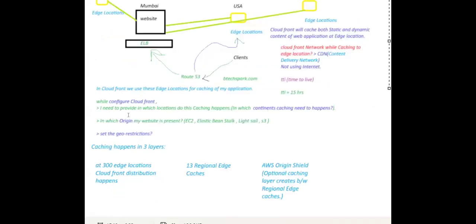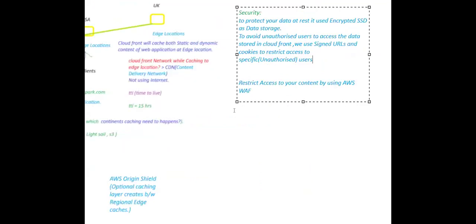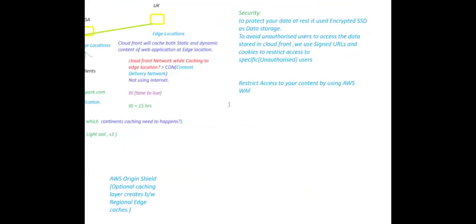So while configuring your CloudFront, you can set geographic restrictions to restrict access to your content from certain regions, right? Yeah. So now let us see monitoring. Monitoring is also important here, right? Yeah. So how can we monitor this?